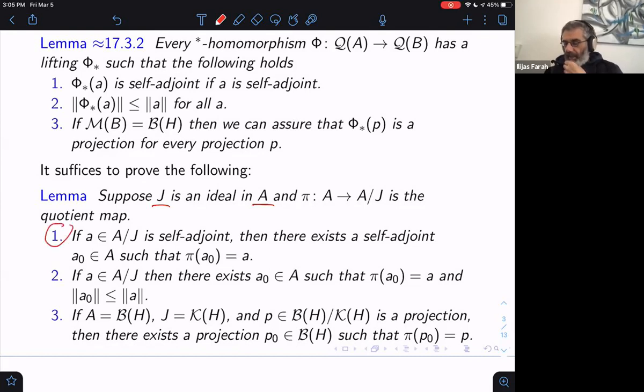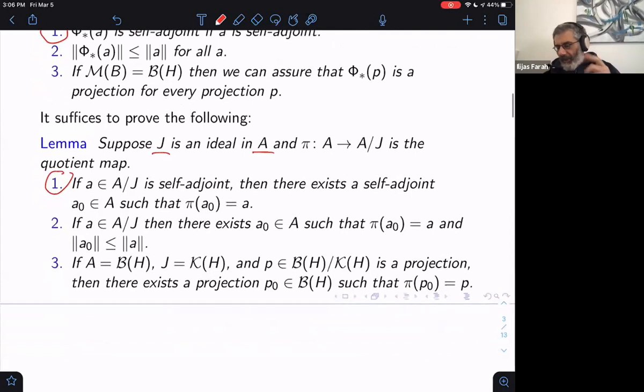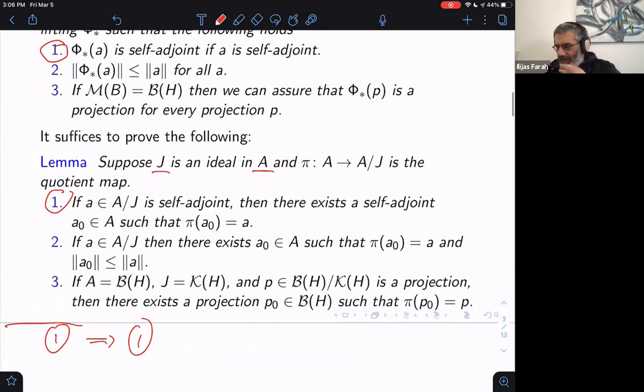Now, why does this imply this here? Well, let me just say it without writing it. You see, if a is self-adjoint, then the image, actually, maybe I should just say it for 1. So, okay, why 1 implies 1. This looks silly, but I guess you know what I mean. I mean, why this 1 implies this one here. Well, if a is equal to a star, then also phi of a is equal to phi of a star.